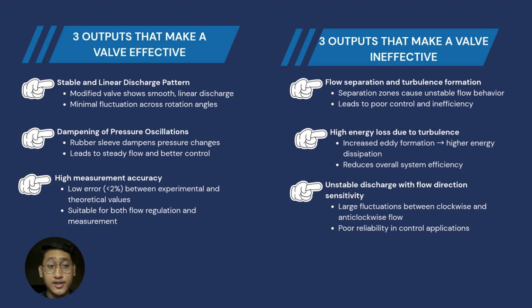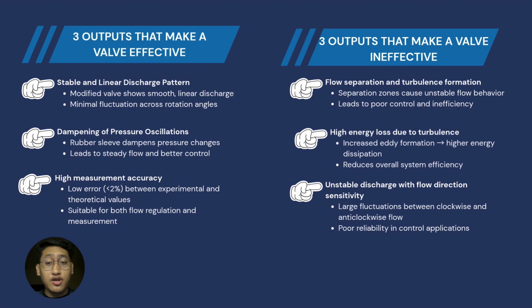Hi, my name is Muhammad Akid Zambi Mahimi, and today I will briefly explain what outputs make the valve effective and ineffective. Firstly, we will look at what outputs make the valve effective. The first characteristic is a stable and linear discharge pattern, which is the result of a modified gate valve equipped with a rubber sleeve that ensures a consistent, smooth, and linear relationship between the valve rotation and flow rate. This linear discharge allows minimal fluctuations across the rotation angle.